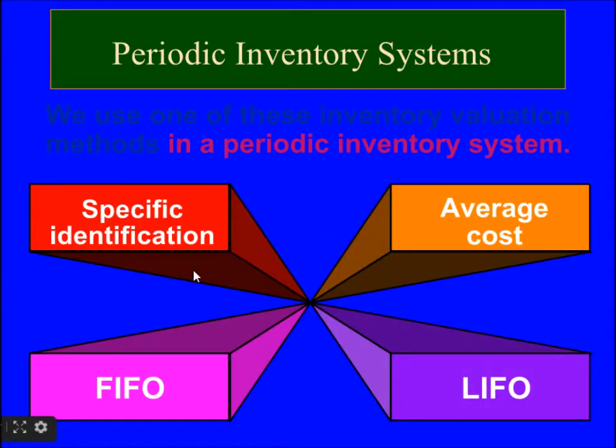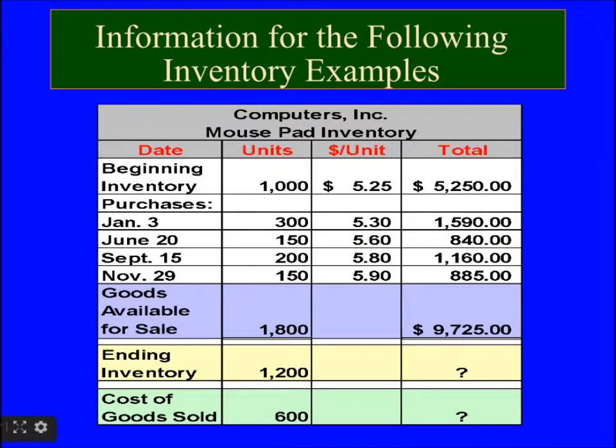So, just like perpetual inventory system, in case of periodic inventory system also we use four kinds of methods. Company can choose any of these four methods based on their needs and usefulness. So, specific identification, average cost, FIFO, which is first in first out, and LIFO, which is last in first out. So let's see one by one.